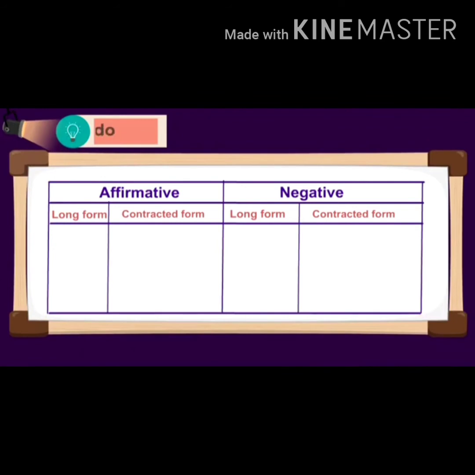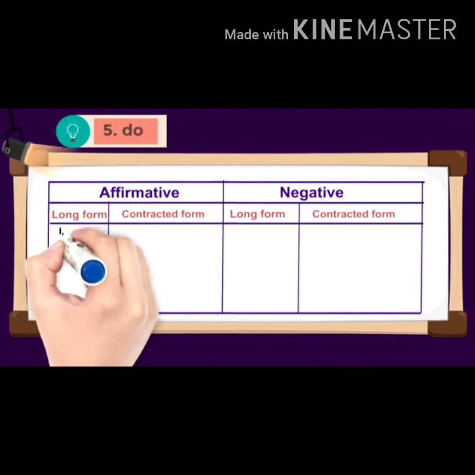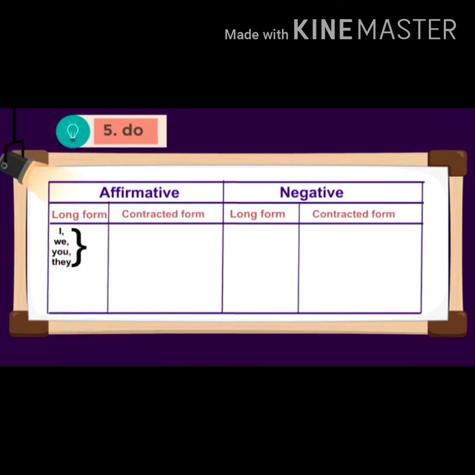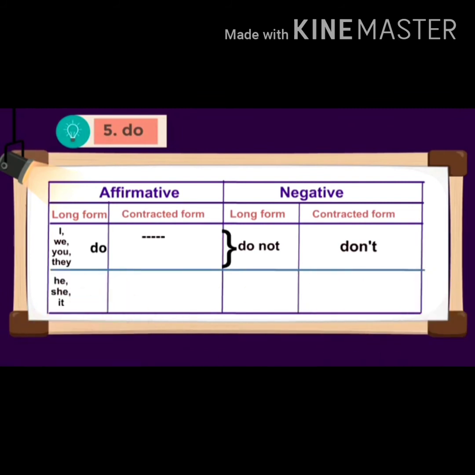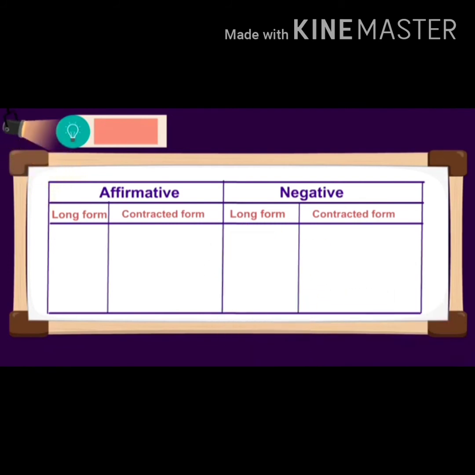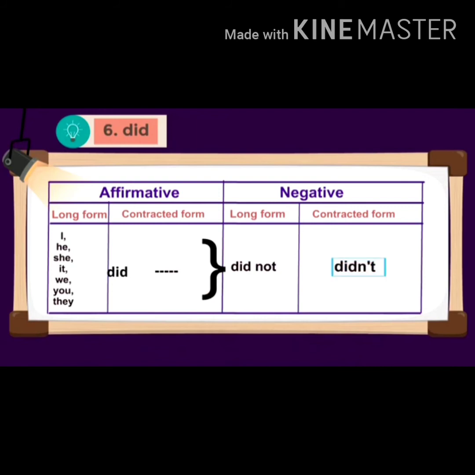Now see other short forms with auxiliary verb do. For all these pronouns, we use auxiliary verb do. But in affirmative nothing is converted to a shortened form. But in negative, do not is converted as don't. While using he, she and it pronouns we can shorten in affirmative. But in negative, does not is converted as doesn't. Next auxiliary verb is did. This is also shortened only in negative. Did not is shortened as didn't.